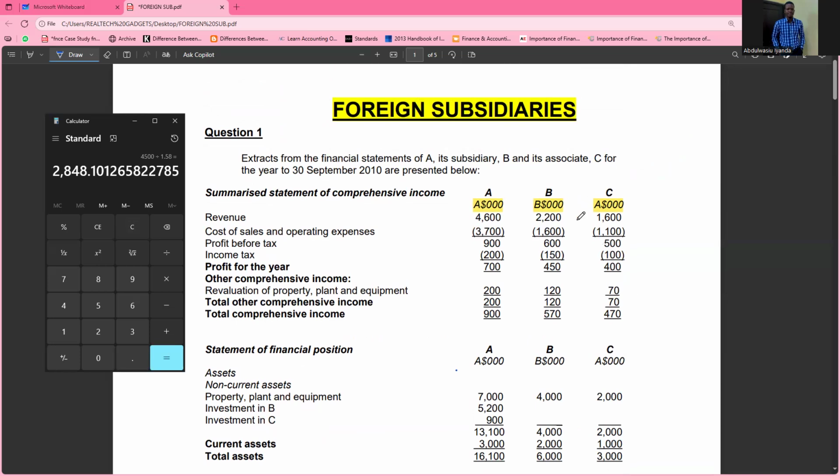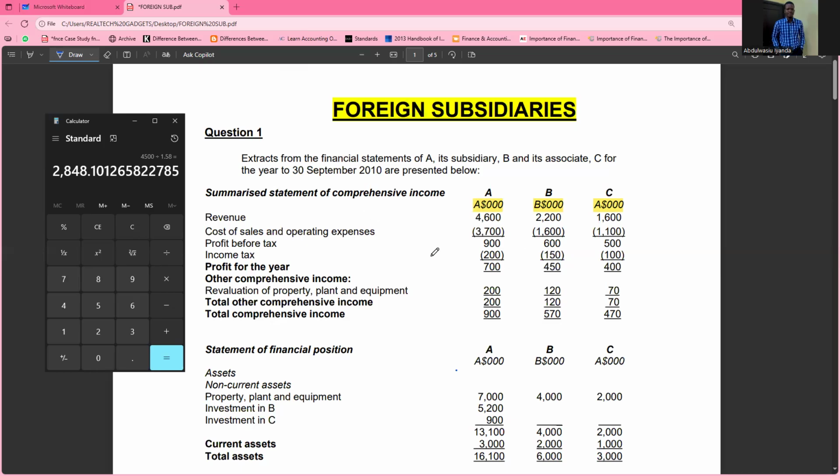So meaning that if I convert this 2,200 to the parent currency, it will be more than 2,800. Since the subsidiary currency is more valuable than the parent, by the time you convert this 2,200 to the parent currency, it will be higher. So that is what I will just say on that.